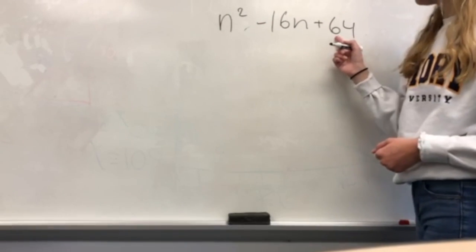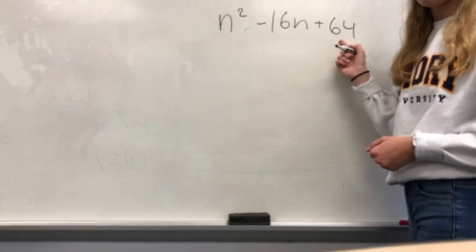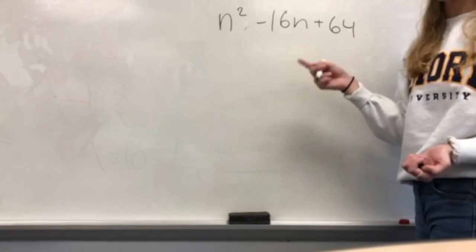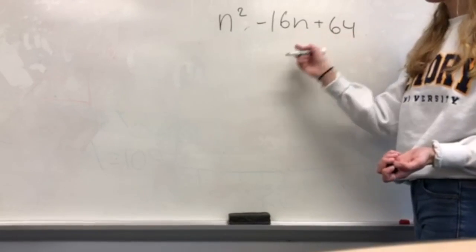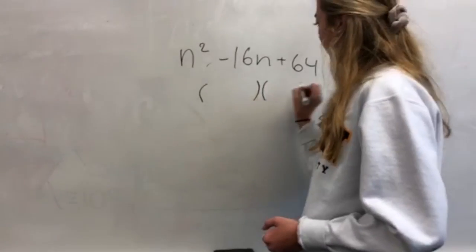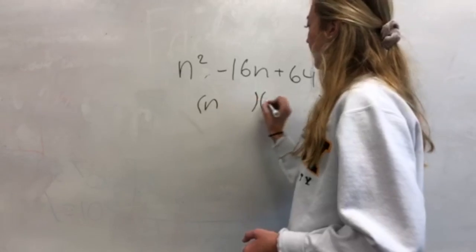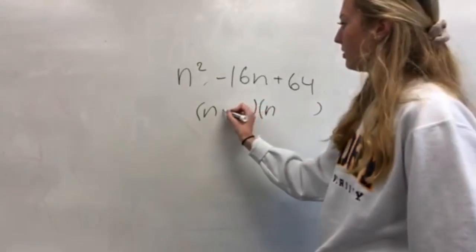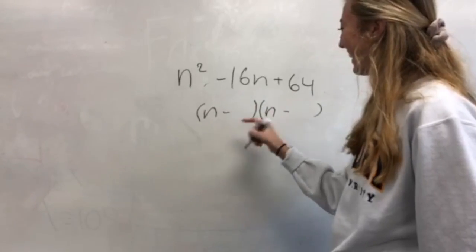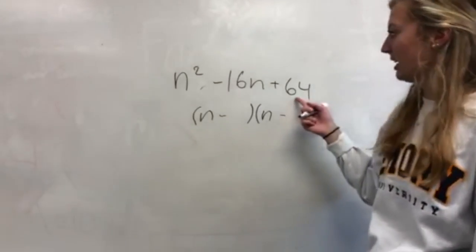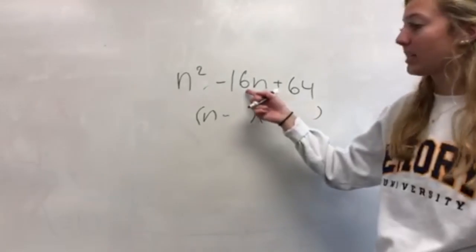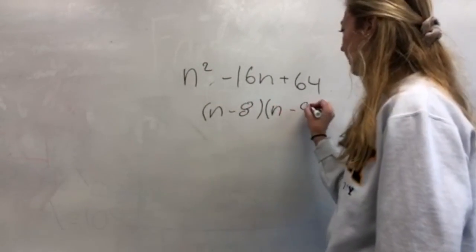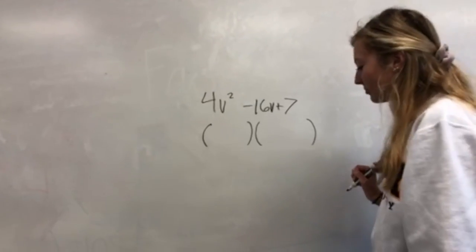So we know that the two numbers need to be negative because this number is a negative, and a negative times a negative equals a positive, so that's how it works out. Parentheses, we'll do n and n, and since we already know that they're both going to be negative, we'll do a negative and a negative. Now, 8 times 8 equals 64, and 8 plus 8 equals 16. So I'm assuming that it's 8 and 8.